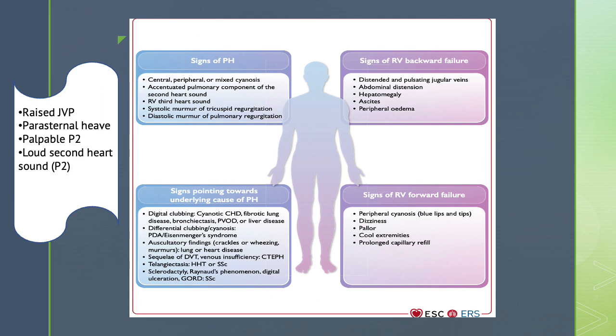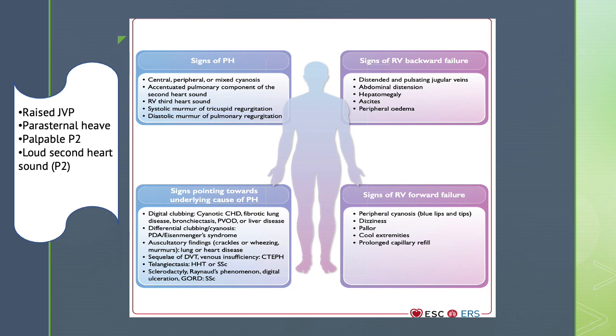Signs: if you remember classically, what you've read is a raised JVP, parasternal heave, palpable P2 and loud second heart sound or P2 sound as a sign of right atrial enlargement or pulmonary hypertension. But if you look for other signs, cyanosis may be present. You may have a third heart sound, you may have a murmur of tricuspid regurgitation or pulmonary regurgitation. There may be signs of heart failure, so we'll have abdominal distension, ascites, hepatomegaly and peripheral edema.